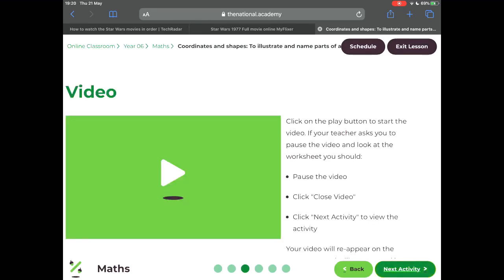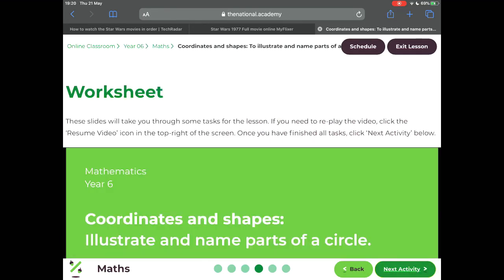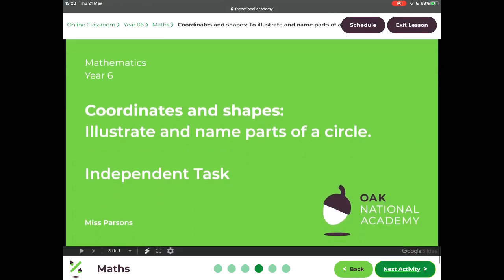After that, you'd have your video here with Mr. Parsons. What you're going to do in the video is you're going to identify the different features of a circle, like the circumference, the radius, and the diameter. After that, you're going to learn how you can find the radius from the diameter and diameter from the radius, and that sort of stuff. So after that, you'd have your independent task here.